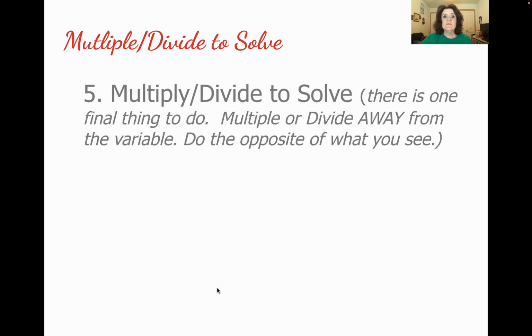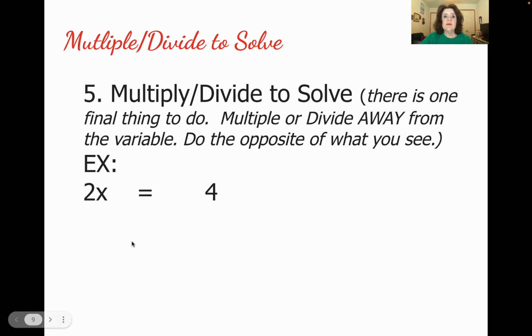Then you're going to finally multiply or divide to solve. Always divide or multiply away from the variable. And again, do the opposite of what you see. If you have that equation of 2 times x, because remember side by side means multiply, equals 4, you would undo the multiplication with division and divide both sides by 2 so that x is equal to 4 divided by 2, which is 2.